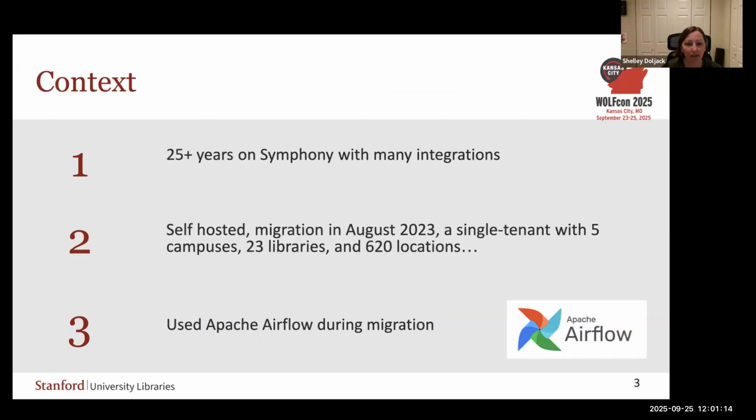To provide some context, prior to Folio, we were on the Sirsi Dynix Symphony ILS for 25 plus years. In that time, we automated a lot of staff workflows using Oracle database jobs written in PL/SQL and Perl and Korn Shell scripts running on our Unix server that hosted Symphony. We are a self-hosting shop, so naturally we decided to self-host Folio. For our migration to Folio, we used Apache Airflow to migrate our bibliographic and holdings data.